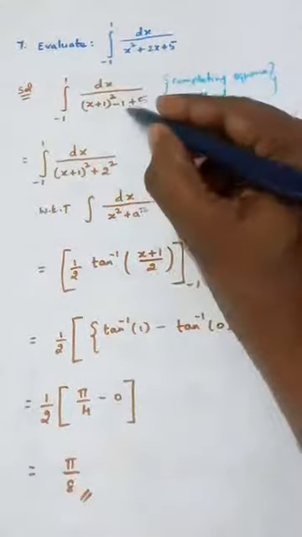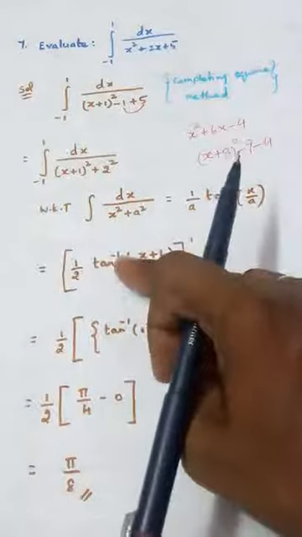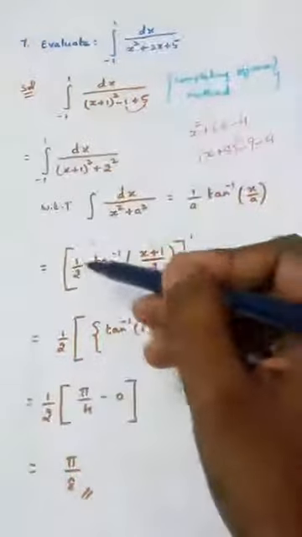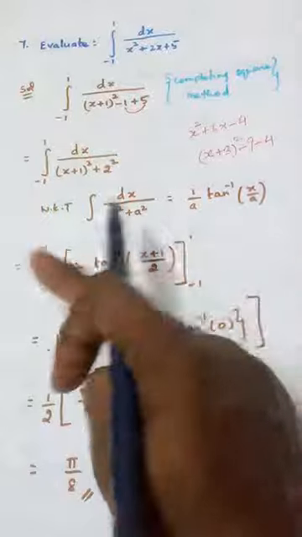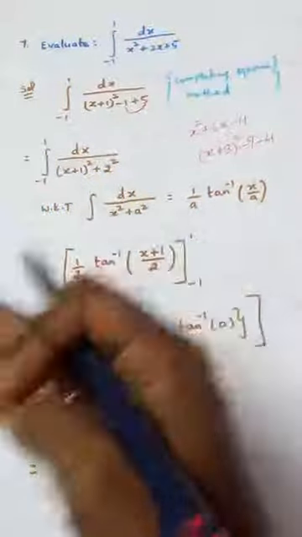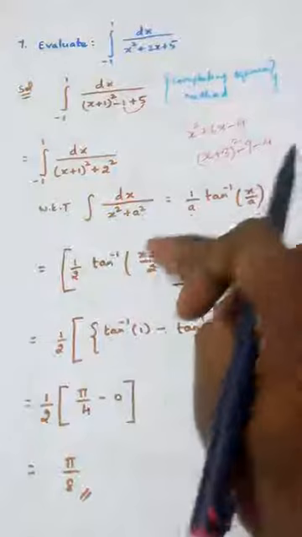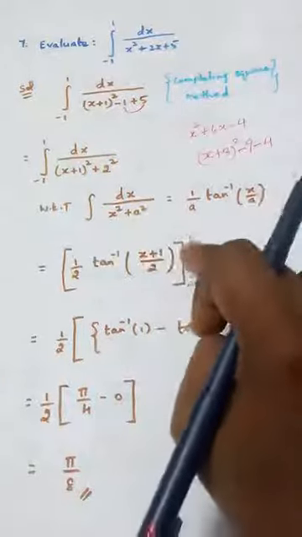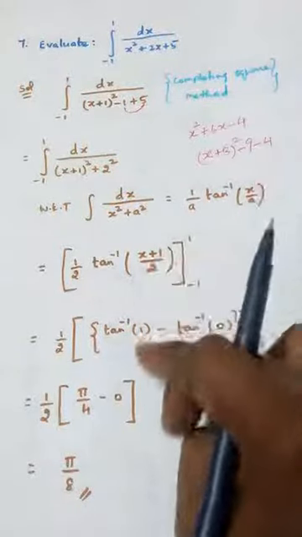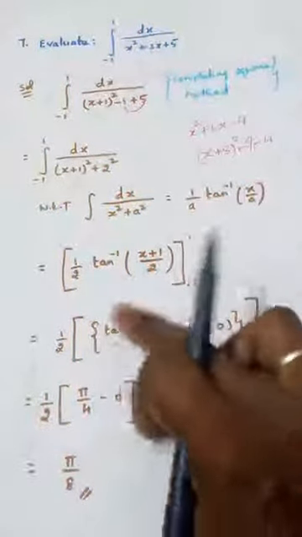What is the procedure of applying the limit? First, the upper limit. Now, since 1 by 2 is constant, we can take that outside. So 1 by 2 comes outside in the beginning itself. Now apply the upper limit. So tan inverse of (1 plus 1) by 2, that is 2 by 2, cancels to 1. So this is the upper limit.